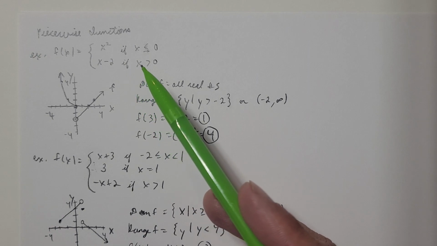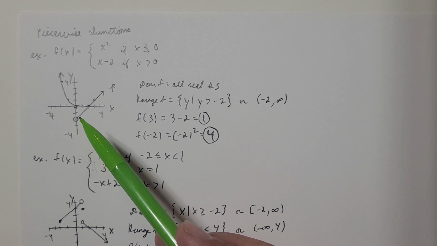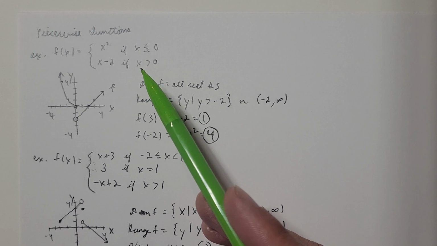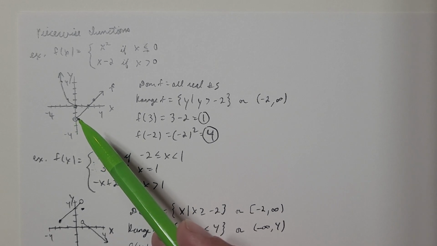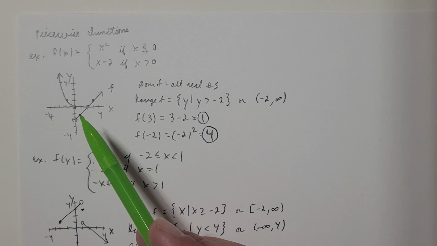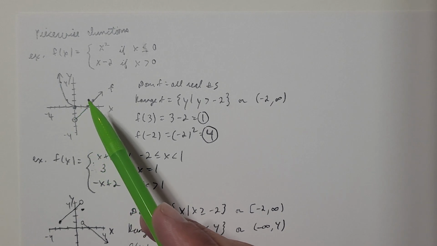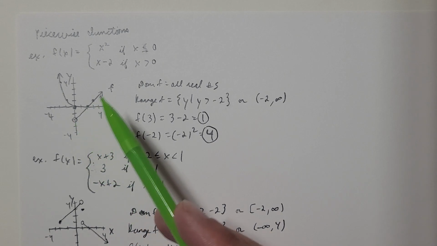If x is 0, 0 minus 2 is negative 2. So there's 0, negative 2. Now I want to make sure that that point is not on the graph, because x is strictly bigger than 0. To make sure that a point is not on the graph, we use an open circle. And then I'm going up 1, to the right 1, up 1, to the right 1, and I gather up a whole bunch of points on this line.